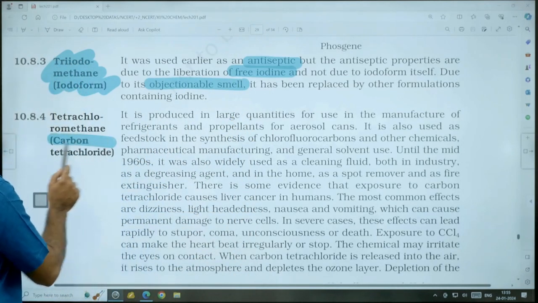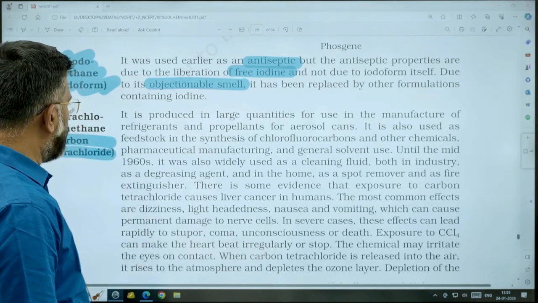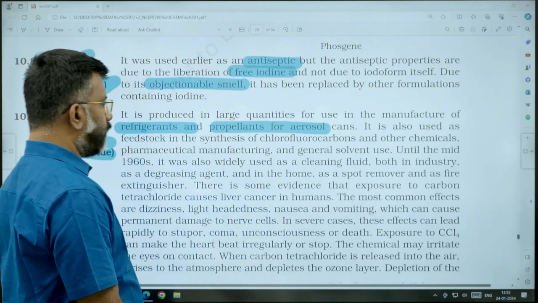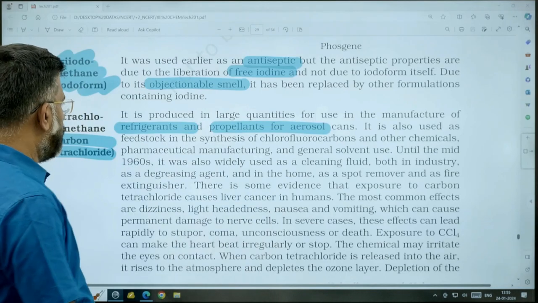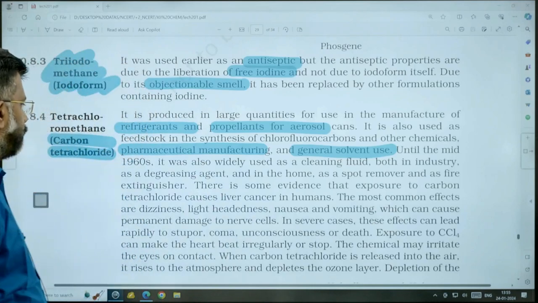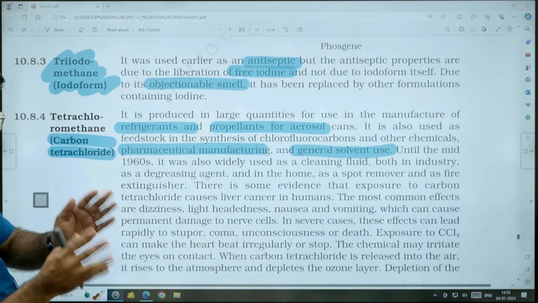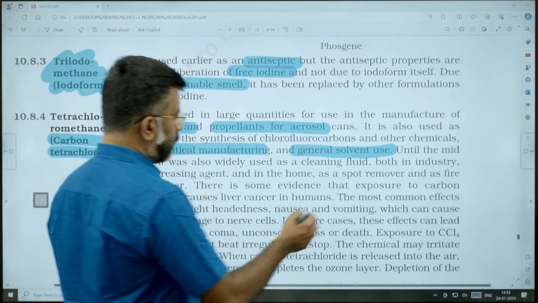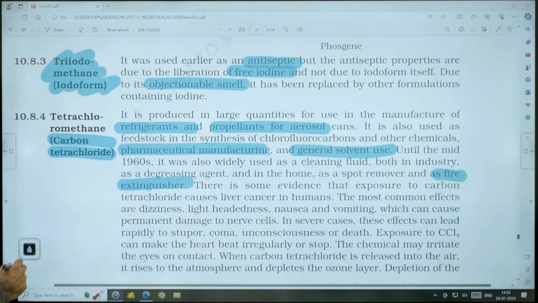Then CCl4, carbon tetrachloride, used in the manufacturing of refrigerant and propellant. In the pharmaceutical industry, it is used as a solvent. It is widely used as a cleaning fluid, degreasing agent, spot remover, and fire extinguisher. It is used as a fire extinguisher under the trade name pyrene.